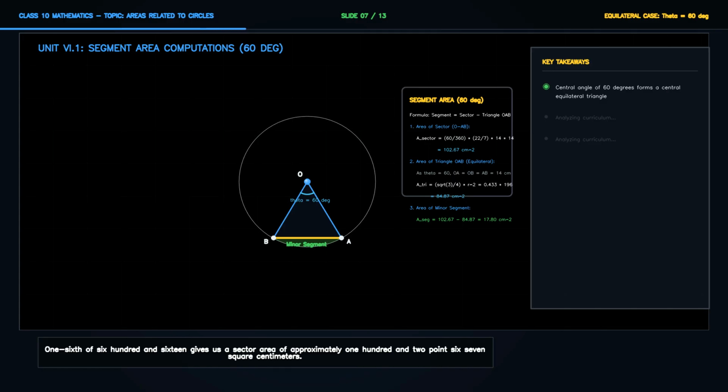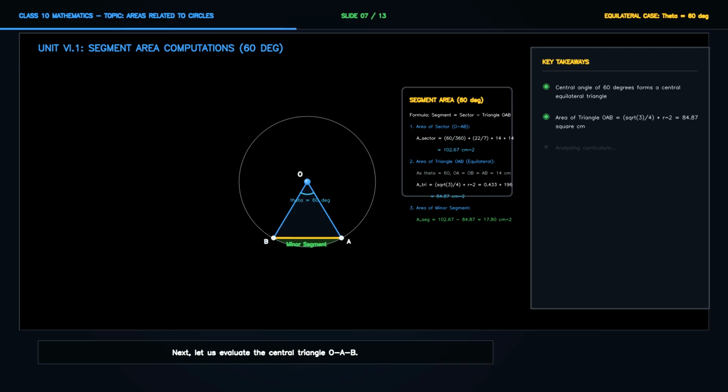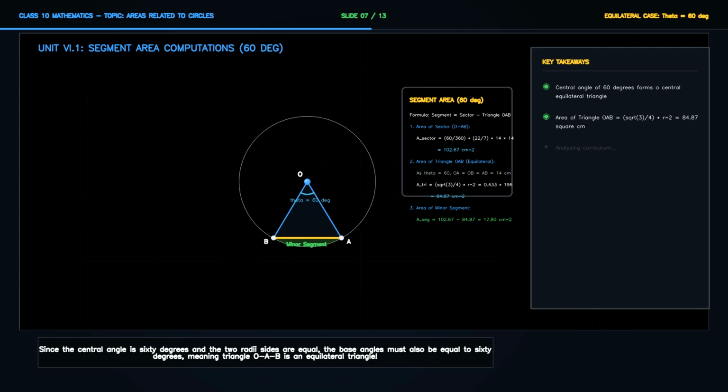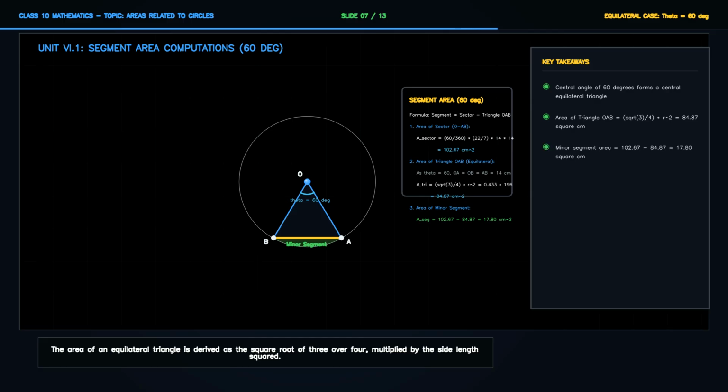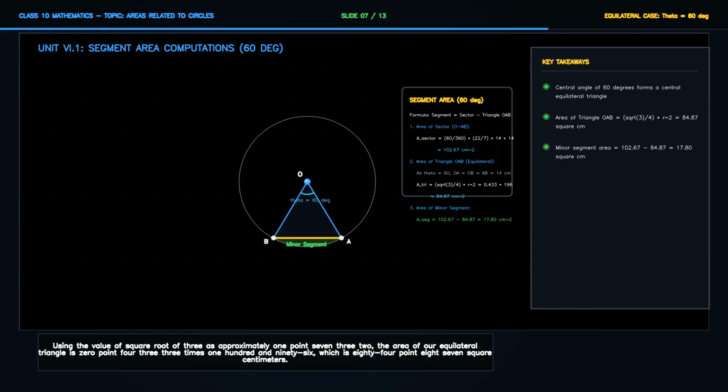Next, let us evaluate the central triangle OAB. Since the central angle is 60 degrees and the two radii sides are equal, the base angles must also be equal to 60 degrees, meaning triangle OAB is an equilateral triangle. The area of an equilateral triangle is derived as the square root of 3 over 4 multiplied by the side length squared. Using the value of square root of 3 as approximately 1.732, the area of our equilateral triangle is 0.433 times 196, which is 84.87 square centimeters.